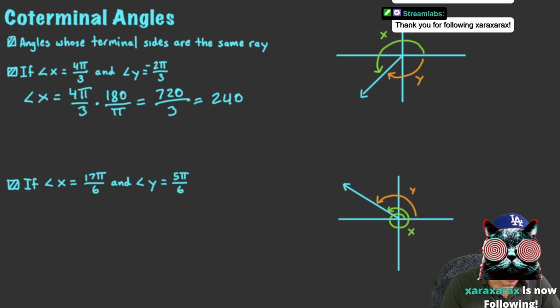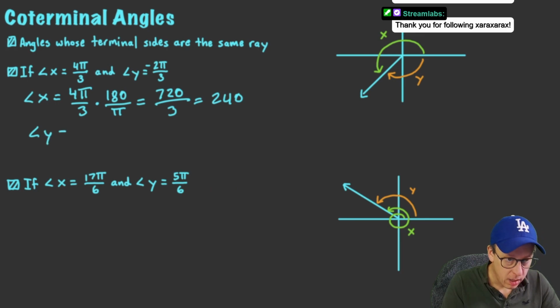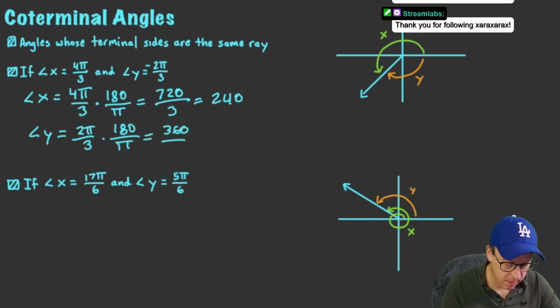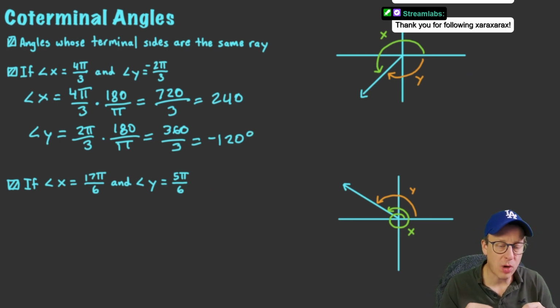And y, let's draw y inside of here, is going to be negative 2 pi over 3 times, again, 180 divided by pi, which is negative 360 divided by 3, which is going to end up being negative 120 degrees. All right? And if you subtract 360 from a coterminal angle, you are going to get the other. And if you add 360, you're going to get exactly the same.